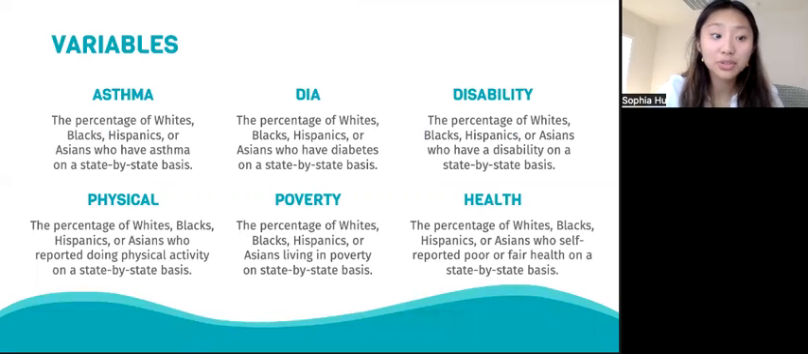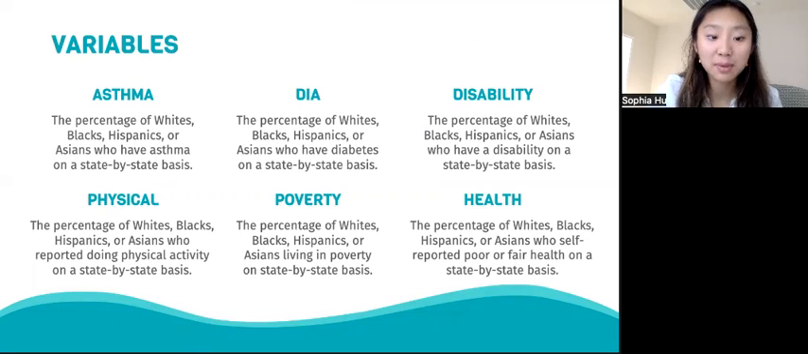Then I'm going to briefly go over my variables as well. I had 12 variables. The first one, asthma, was the percentage of whites, blacks, Hispanics, or Asians who have asthma on a state-by-state basis. DIA, the percentage of whites, blacks, Hispanics, or Asians who have diabetes on a state-by-state basis. Disability, the percentage who have a disability on a state-by-state basis. Physical is the percentage who reported doing a physical activity on a state-by-state basis.